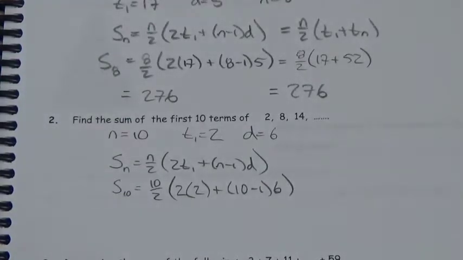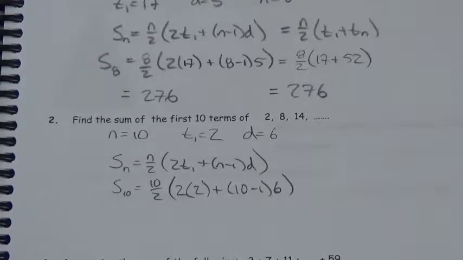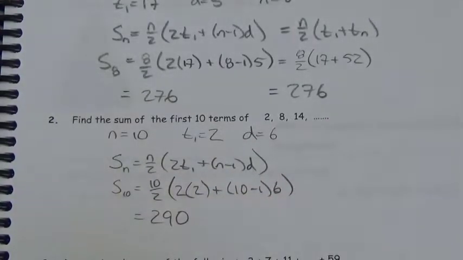Once I've got that all in, that's just calculator work. 10 divided by 2 is 5. 2 times 2 is 4. 10 minus 1 is 9, multiplied by 6. And we get that the sum of those terms is 290.